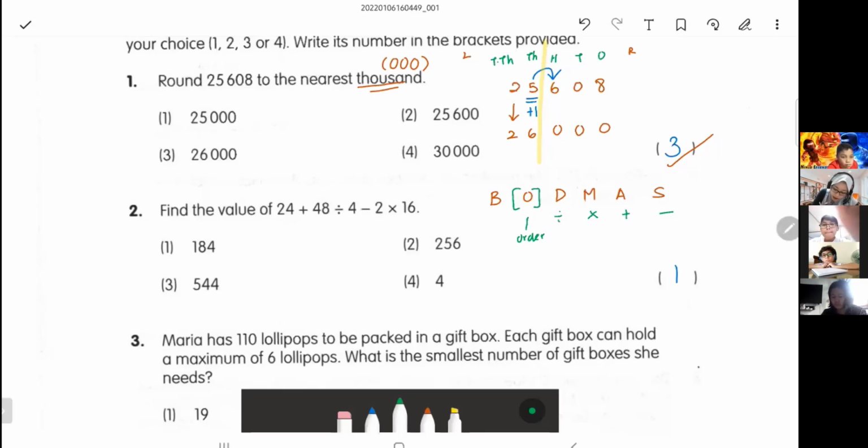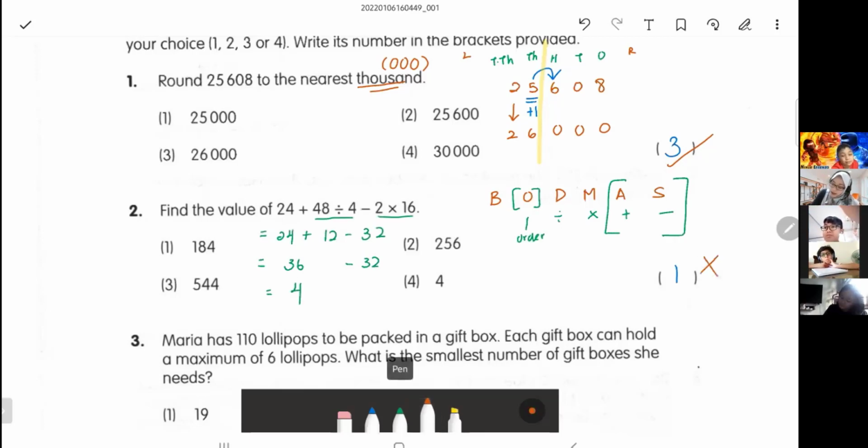Okay. So in this case, 24 plus 48 divided by 4 is 12. Minus 2 times 16 is 32. Then the order says addition, subtraction, whatever comes first, do first. So 24 plus 12 gives you 36. Then minus 32 equals 4. So the correct answer is 4.